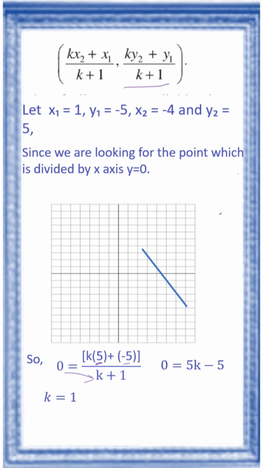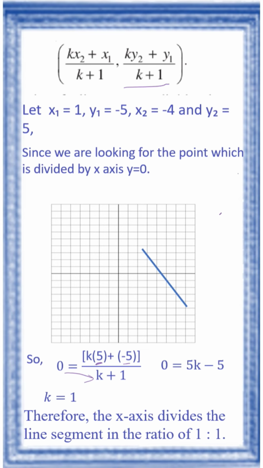So k is equal to 1. Therefore, x-axis divides the line segment in the ratio 1 is to 1. We have taken it as k is to 1, isn't it? So it is now 1 is to 1. k is equal to 1.